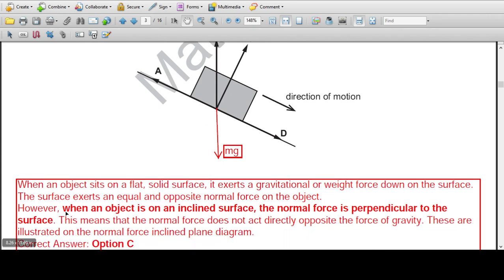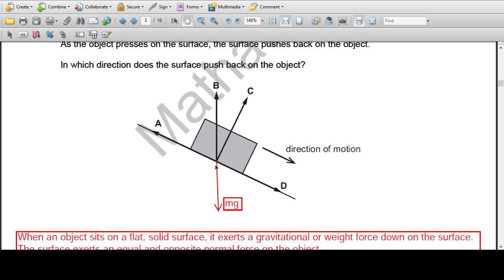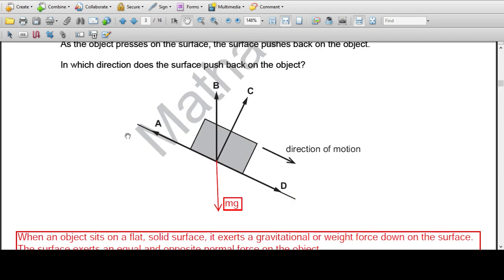However, when an object is placed on an inclined surface, the normal force is perpendicular to the surface. So this is the surface and its perpendicular is this. So this option C is correct. And this means that the normal force does not act directly opposite the force of gravity. These are illustrated in the normal force inclined plane diagram. So the correct option is option C. This is a very important question.